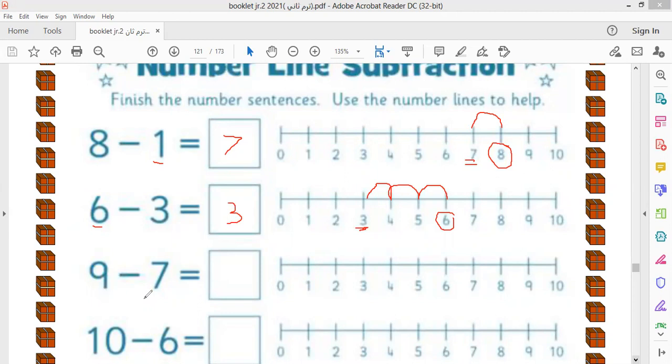We have here 9 minus 7. At first, we go and circle 9 and count back 7. 1, 2, 3, 4, 5, 6, 7. We reach what? We reach 2. 10 minus 6. At first, we circle 10 and count back 6. 1, 2, 3, 4, 5, 6. We reach what? We reach 4.